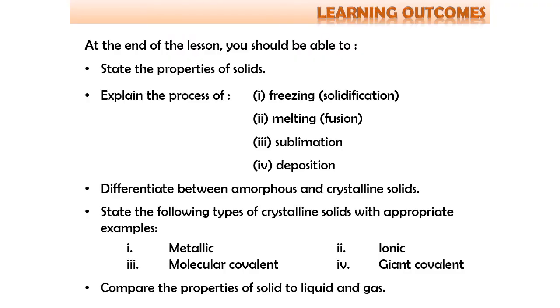At the end of the lesson, you should be able to state the properties of solid, explain the process of freezing, melting, sublimation, and deposition, differentiate between amorphous and crystalline solid. Next, state the following types of crystalline solid with appropriate example of each: metallic, ionic, molecular covalent, and giant covalent structure.